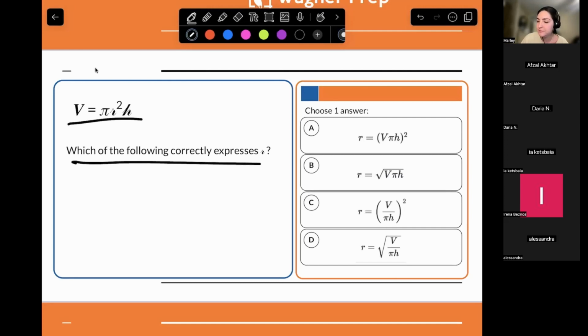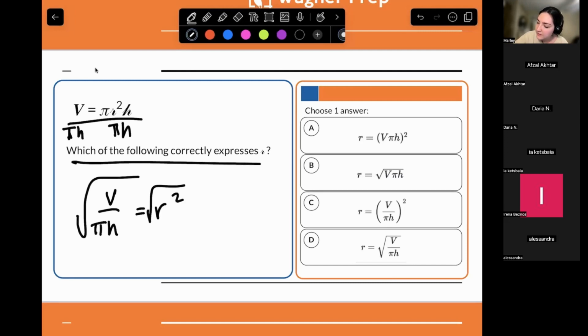So first I divided by pi and h, so I got volume over pi h, and then I noticed that r was squared, so I found the square root of both sides of the equation, which gave me choice D. Yeah, exactly. So once you take the square root of something squared, they cancel out.